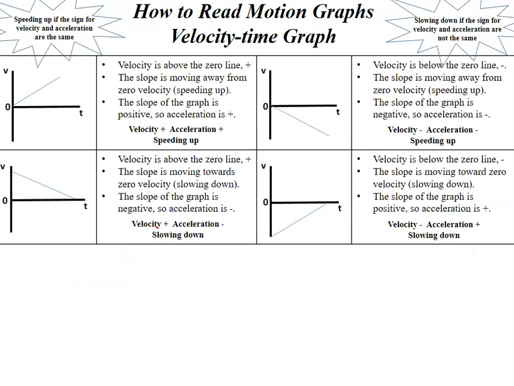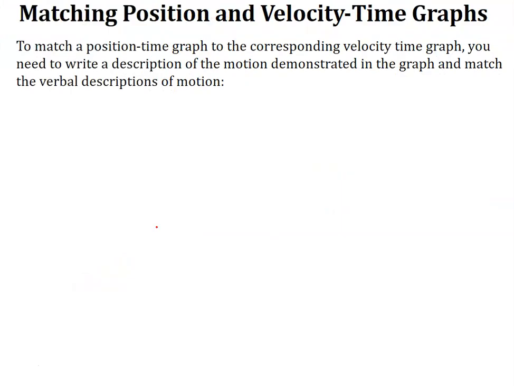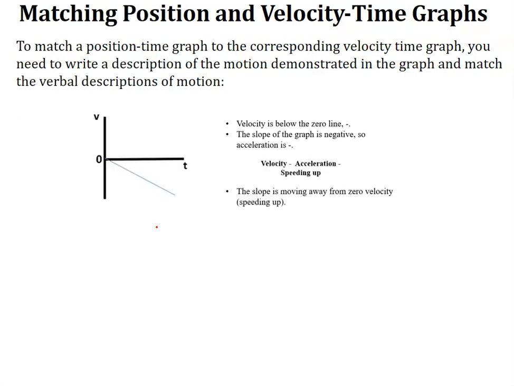So quick summary, and I've included this in your notes. One of the things that you may have to do is you have to be able to match a position time graph to the corresponding velocity time graph. There's a couple of ways to do this, but one of the best ways is to either write a written description of the motion demonstrated in the graph and match it to a verbal description of motion, or match the verbal descriptions of motions for two graphs, or looking at the velocity time graph, write out what it means and start sketching that as a position time graph.